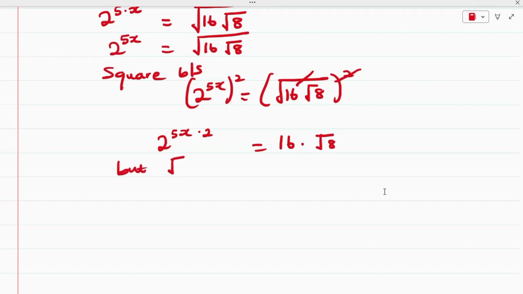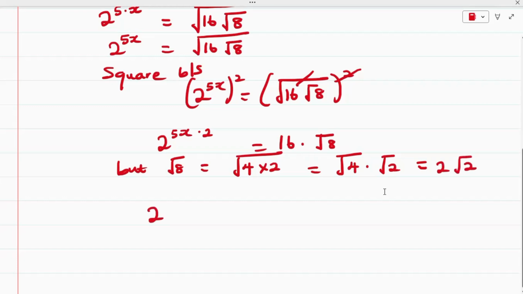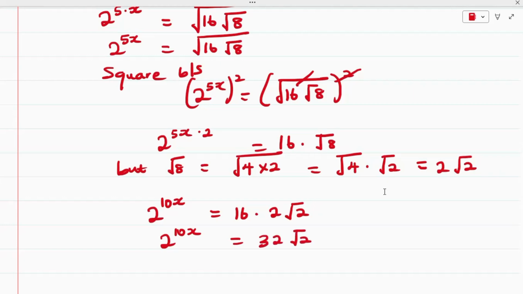But the root of 8 can be expressed as the square root of 4 multiplied 2, which is equal to the square root of 4 multiplied the square root of 2, which is equal to, the square root of 4 is 2, so 2 root 2. Alright, so we have this to be 2 raised to the power of 5x multiplied 2, it's going to give us 10x, which is equal to 16 multiply, in place of root 8, we are going to put 2 root 2. So we have 2 raised to the power of 10x is equal to 16 multiplied 2 is 32 root 2.